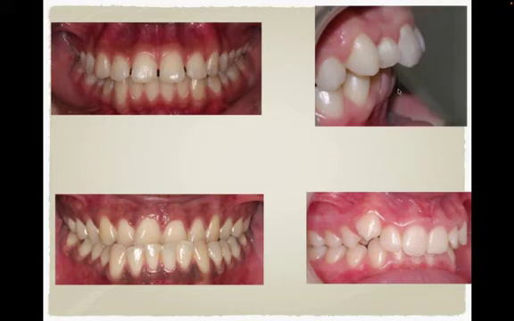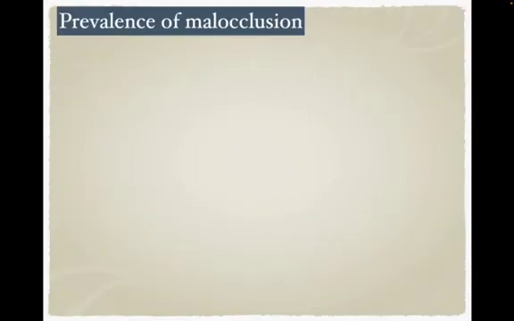And here is a class 2 division 1, where the lower incisors are posterior to the cingulum plateau and the upper incisors are either average or proclined, compared to this one, which is a class 2 division 2. So now we know how to classify the malocclusion. What is the prevalence of the malocclusion?